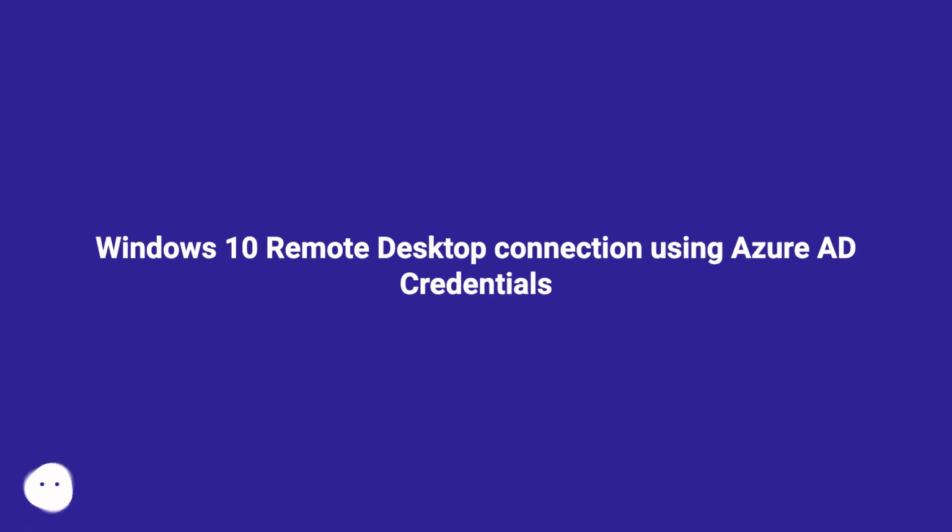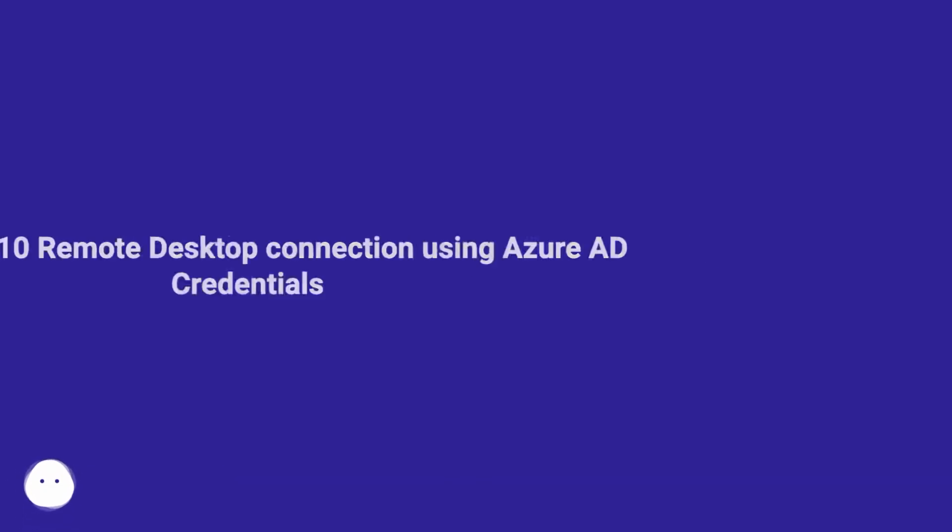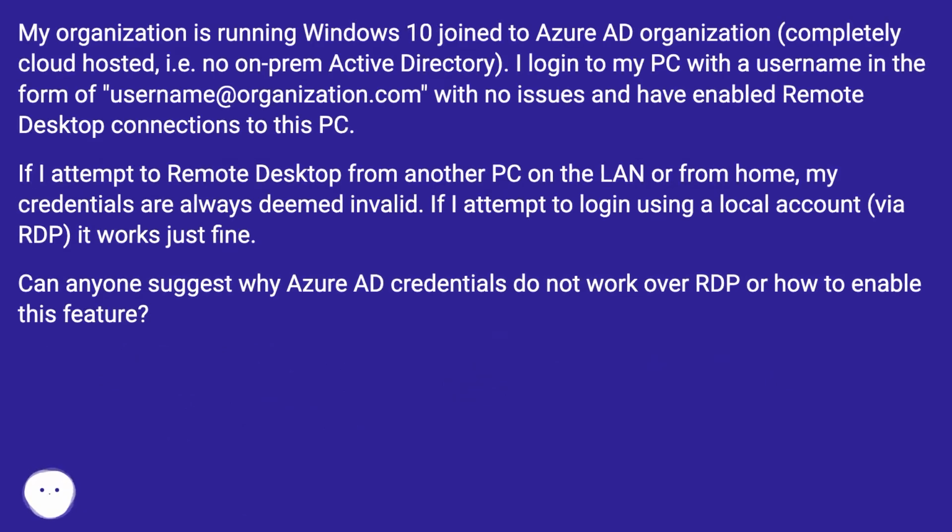Windows 10 Remote Desktop Connection using Azure AD Credentials. My organization is running Windows 10 joined to an Azure AD organization, completely cloud-hosted, i.e. no on-prem Active Directory. I log into my PC with a username in the form of username@organization.com with no issues and have enabled remote desktop connections to this PC.